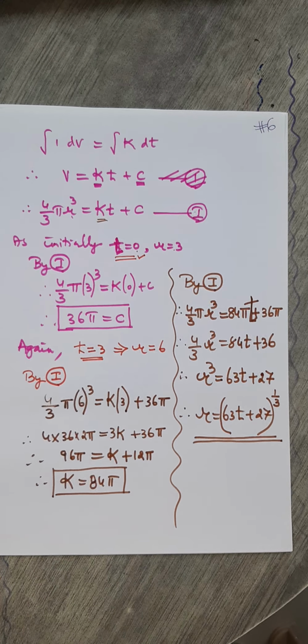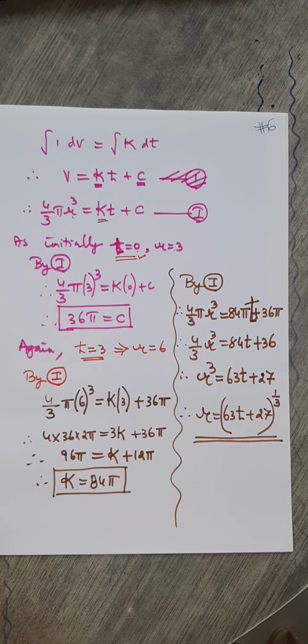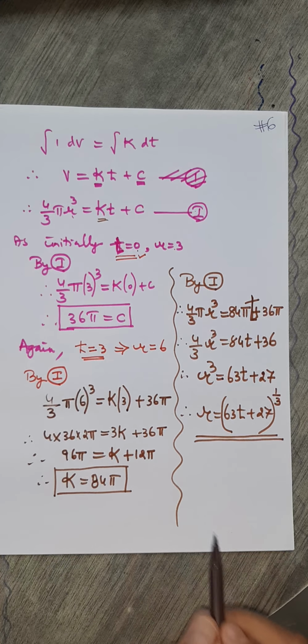Fine. This is the question. What's the question? Find the radius of the balloon after t seconds. So you can find r if you know t, remember. What is r? 63t plus 27 raised to 1 by 3, the cube root of 63t plus 27. If you know t, you can get the radius r.